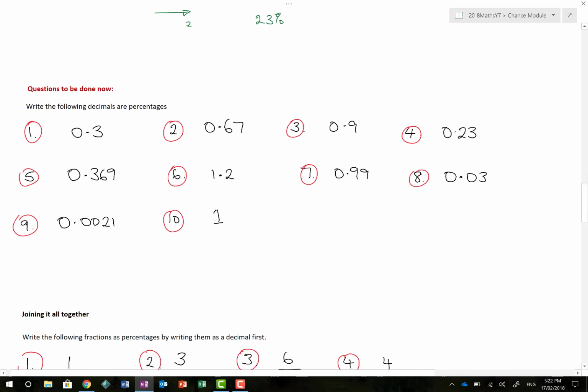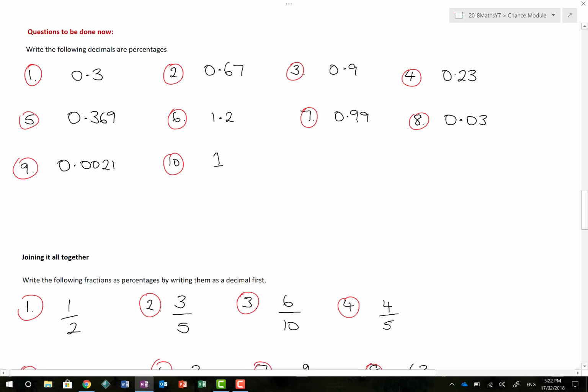Wow. Okay, zipping through this now. Questions for you to do. Press pause if you want to. Have a go at the questions, and I'll come back in a moment with your answers. How'd you get on? Right, okay, well here are your answers. So 0.3 became 30%. That became 67%. 90%.